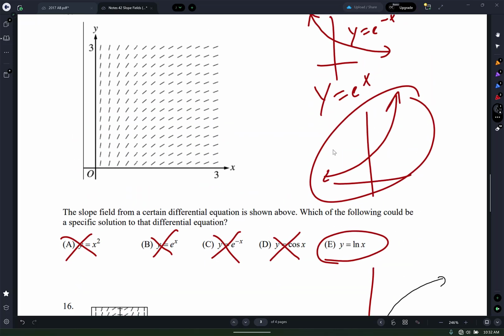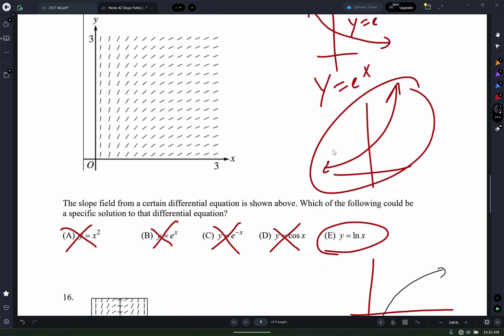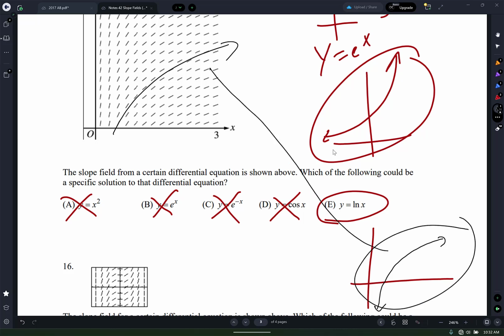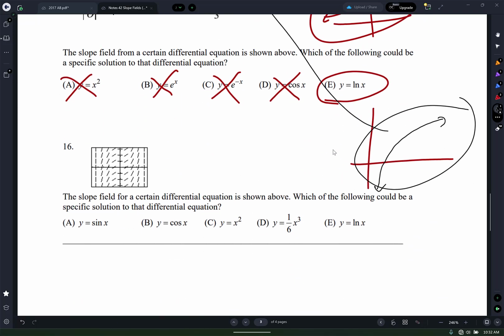And sure enough, they don't show you below the x-axis here. But this top part looks like it fits in here. Look at that. Do you see that? I just drew my little arrow in there. So definitely that top part looks like that top part. Okay, awesome. Look at number 16.